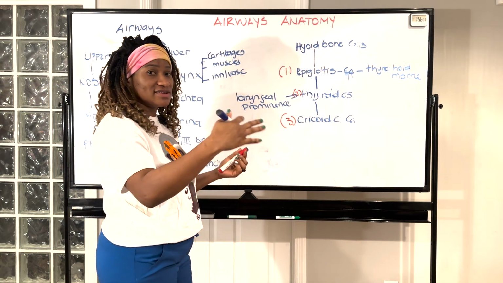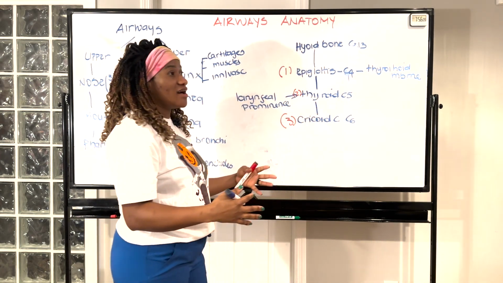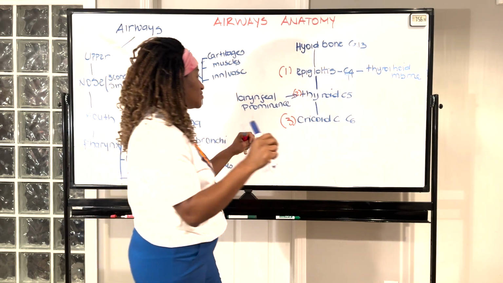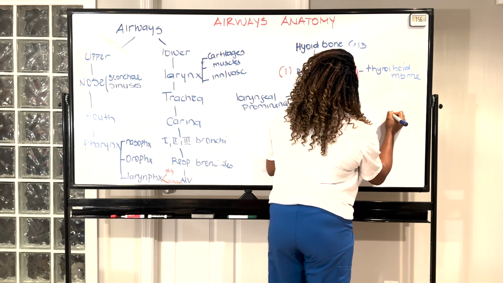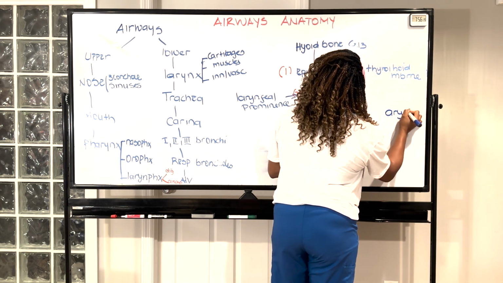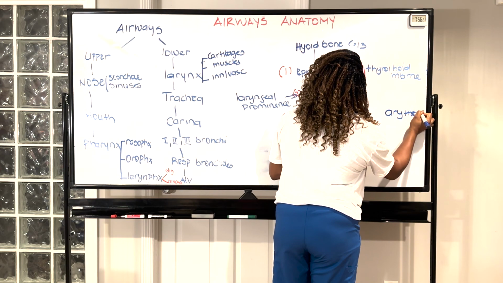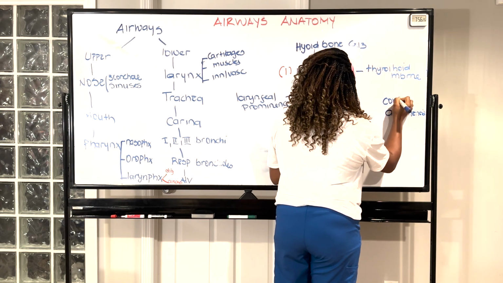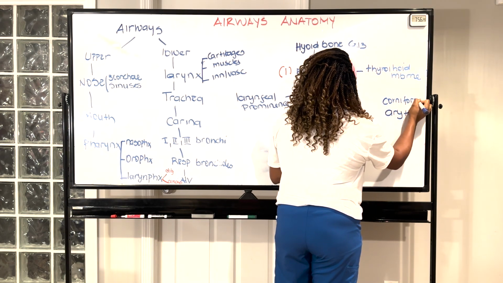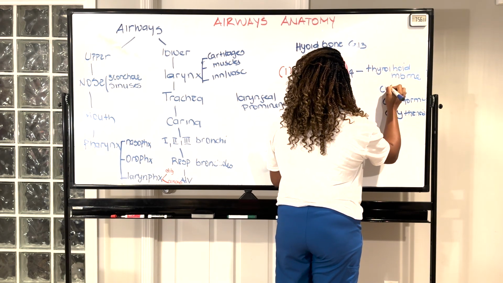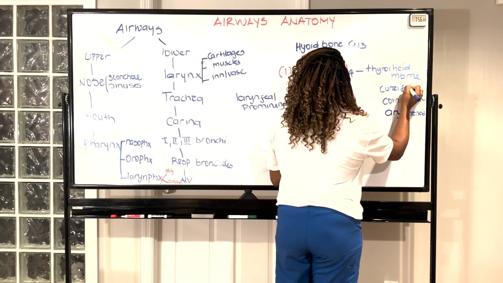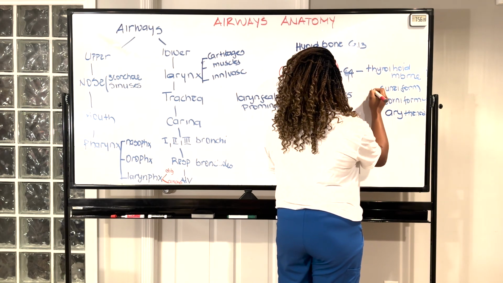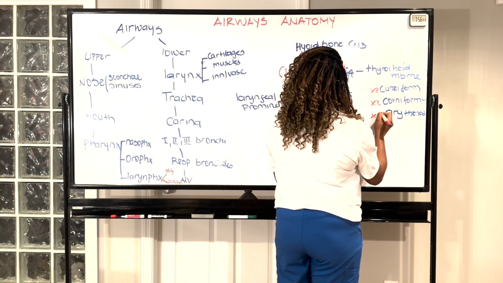Now posteriorly, behind this, we have 3 other cartilages that are paired, so they come in twos. Posteriorly, we have the arytenoid cartilages, the corniculate cartilages, and the cuneiform cartilages, and they come in pairs, 2, 2, 2.